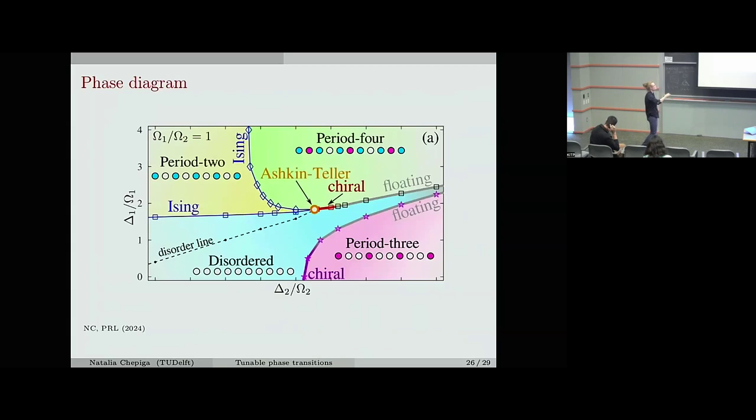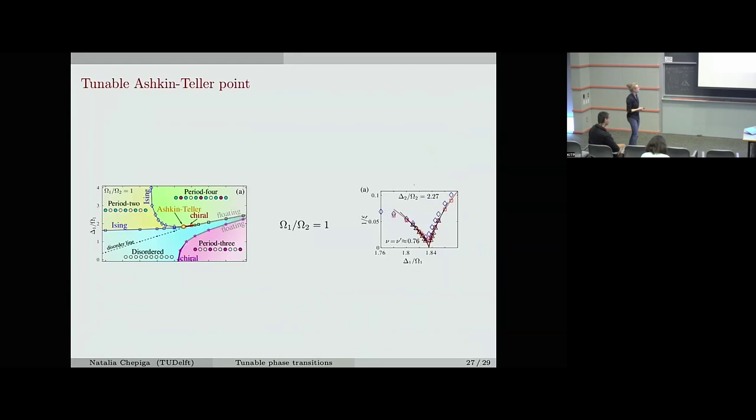We can go through double Ising transition, one by one, or eventually they actually come together, merge at the multi-critical point in the Ashkin-Teller universality class, and then we can cross it again through a chiral transition or through the floating phase. Now, here I fix the ratio of the two components. What if I vary it?